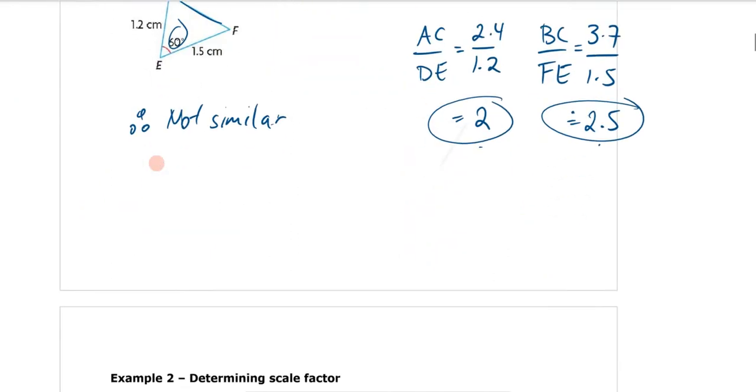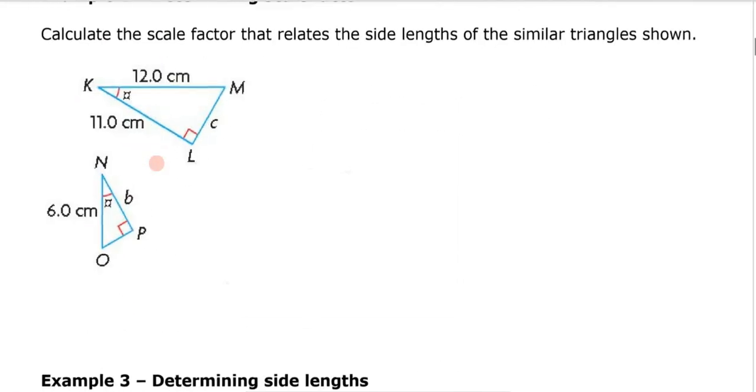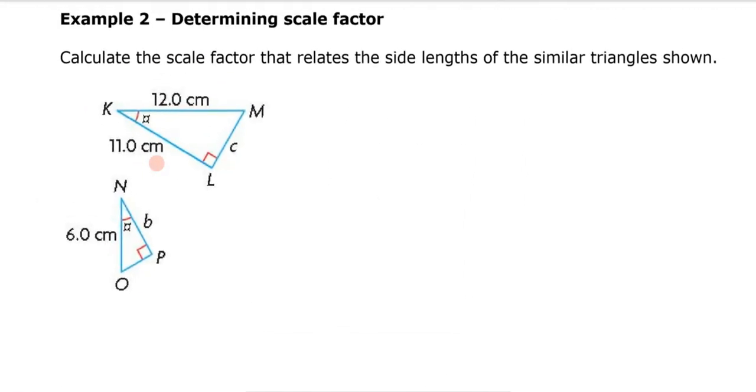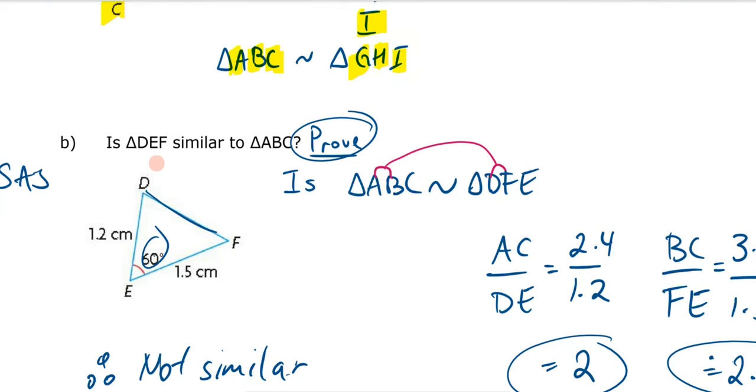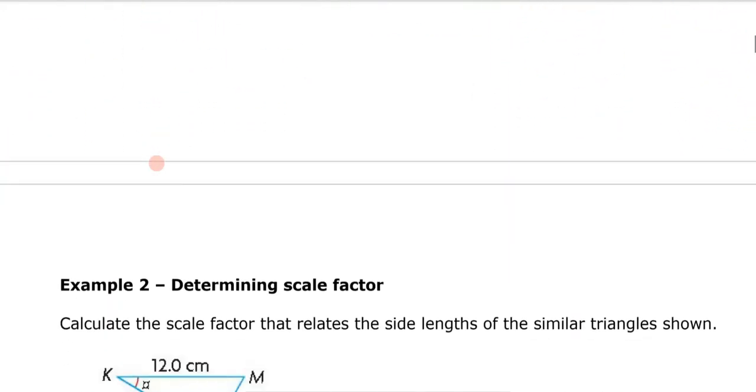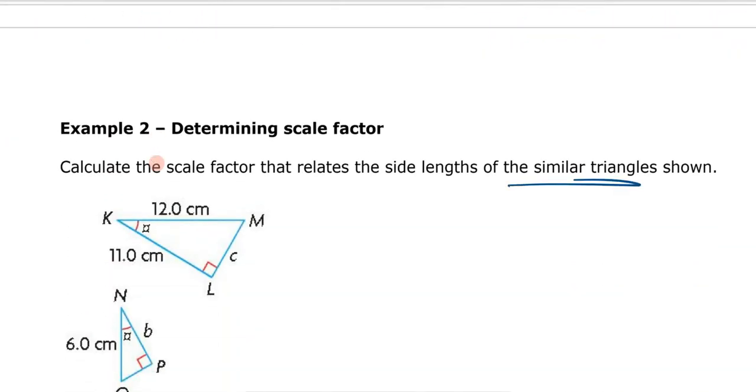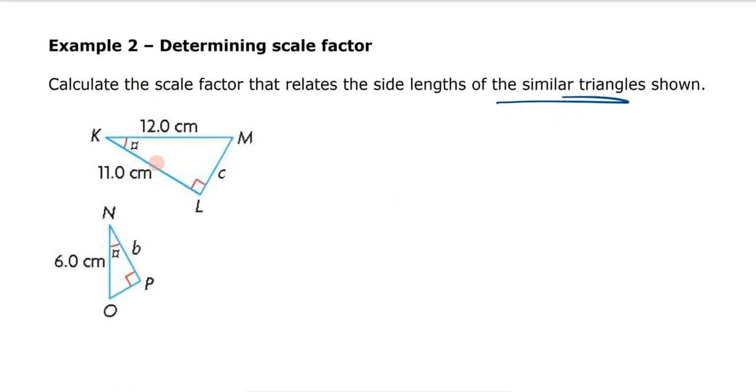Okay, let's look at example 2. Calculate the scale factor that relates the side lengths of the similar triangles shown. So in this example, the previous one was a proving question, prove that two triangles are similar. Here, you're not proving anymore, you're told that the triangles are similar. So based on the knowledge that they are similar, you have to show me what the side lengths are.